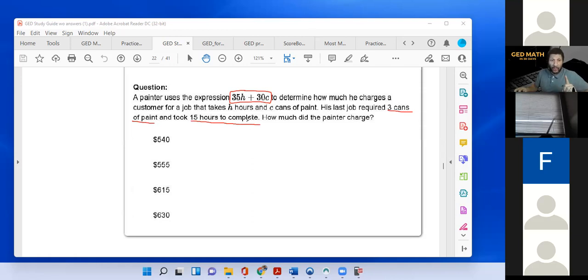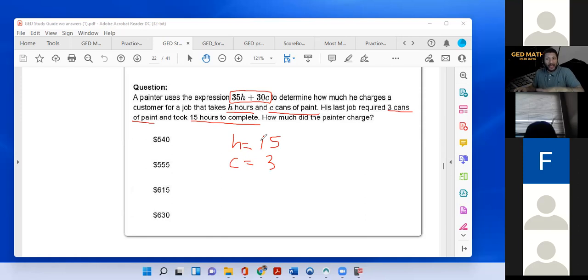What's also very important, you must identify your variables. So H is the number of hours, and C is the cans of paint. So if I say H is equal to, what number would you say? 15. If I said C, what would you say C is equal to? 3. So again, these are givens. This is what they give you.